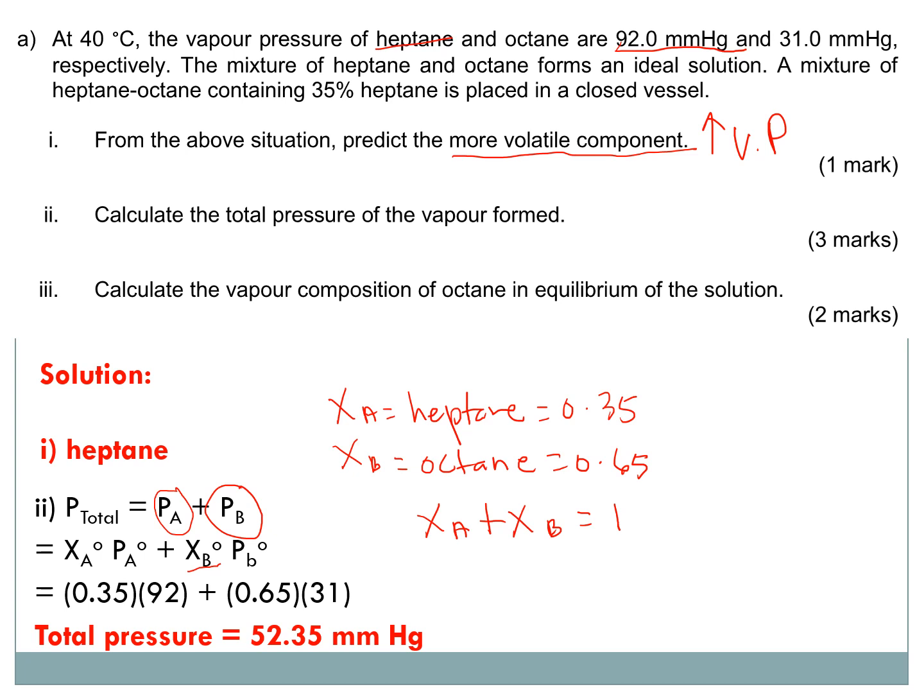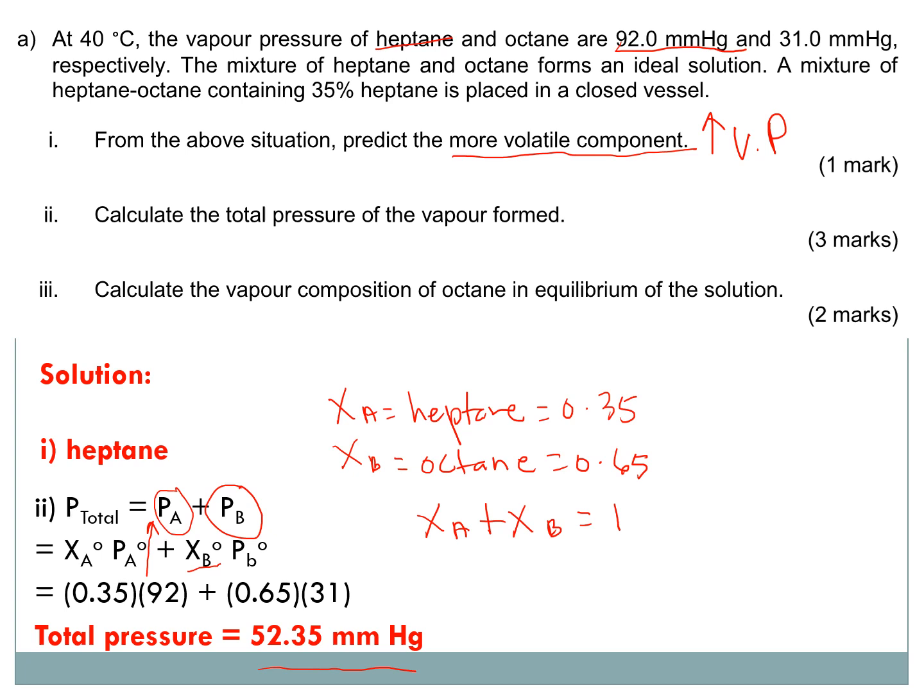So to find the total pressure of the vapor, you need to find the partial pressure for A and the partial pressure for B. That will be 0.35 times 92. This is the partial pressure for A, and then for the partial pressure for B, 0.65 times 31. So the total pressure will be 52.35 millimeter mercury.